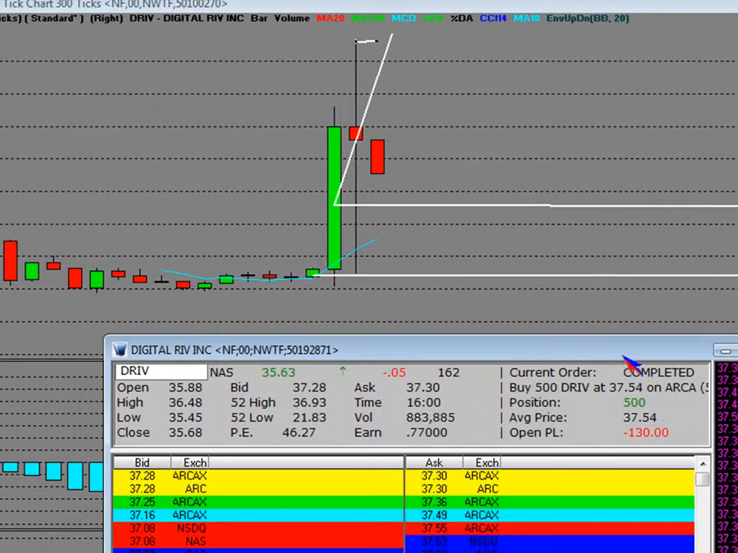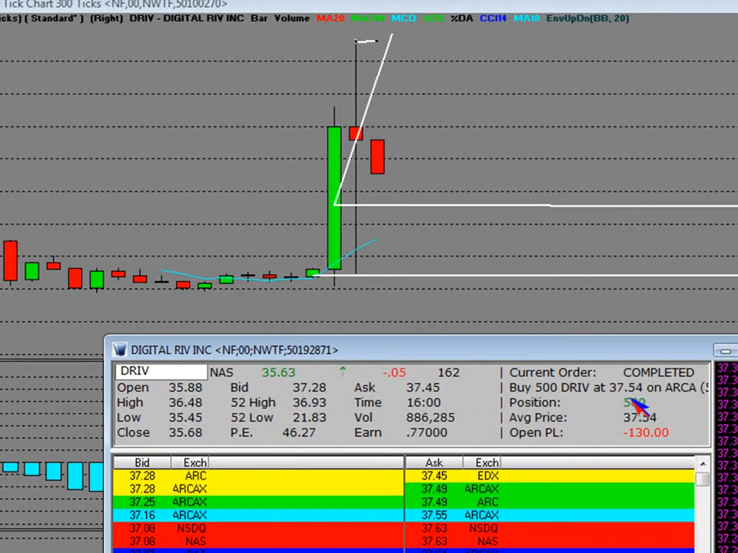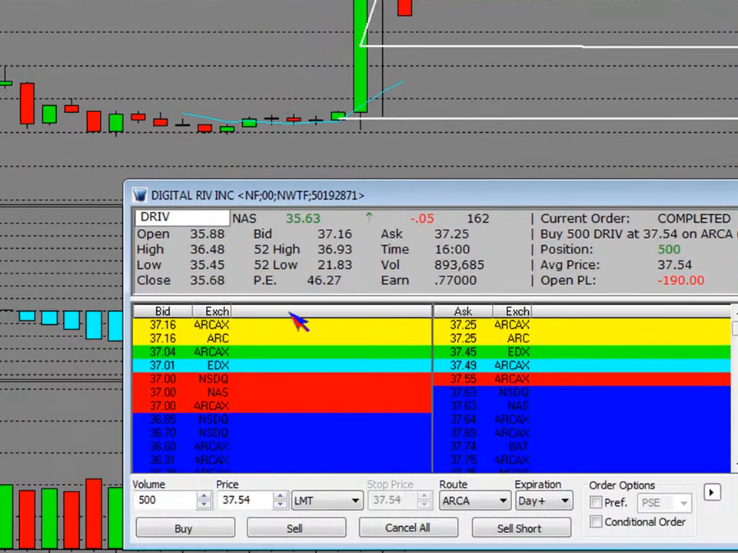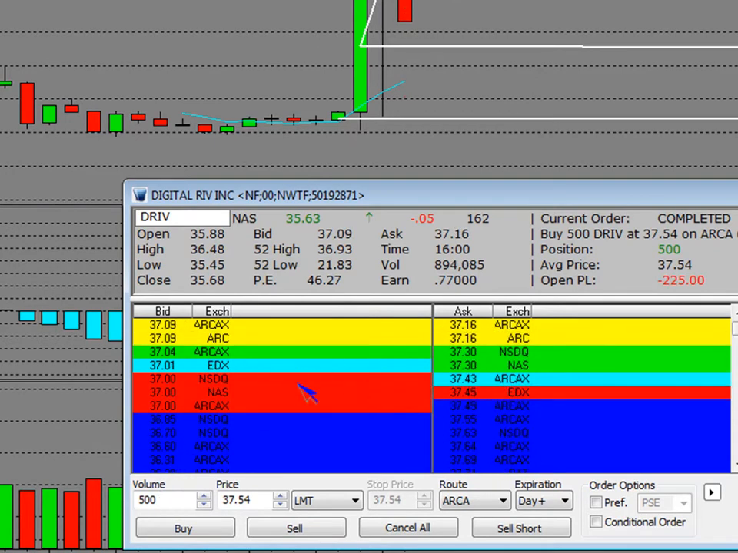39.30 was the high. I just bought 37.54. This is all after hours. Hedge funds try to control some of it. They'll sell down, walk away, get people to sell, want to take profits, do all kinds of weird things.